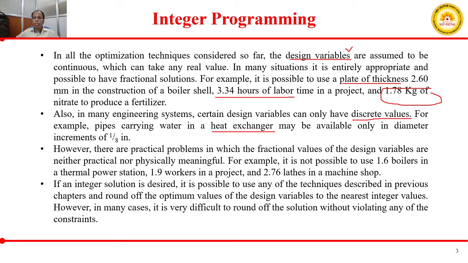Similarly, boiler requirement in a thermal power station cannot be 1.6, it will be either 1 or 2. Or 1.9 workers in a project, 2.67 lathes in a machine shop. So while solving an optimization problem mathematically, you may get fractional values, but practically these values are not possible. These are not practically feasible.